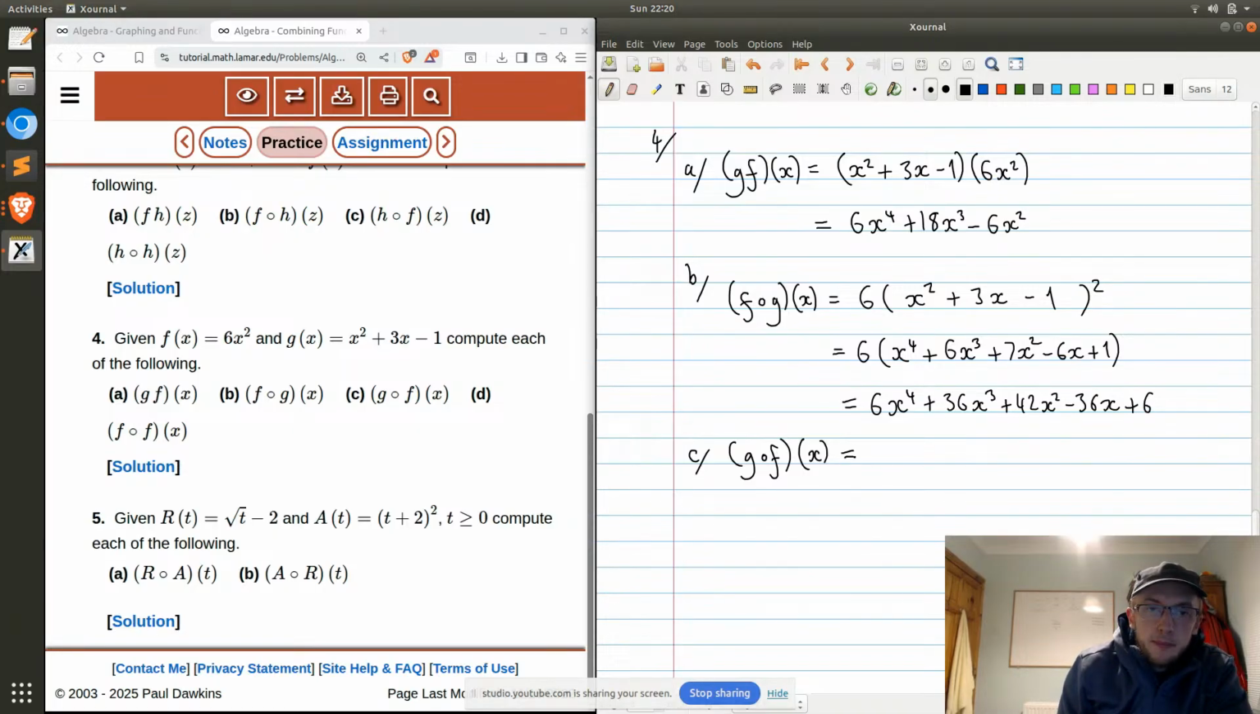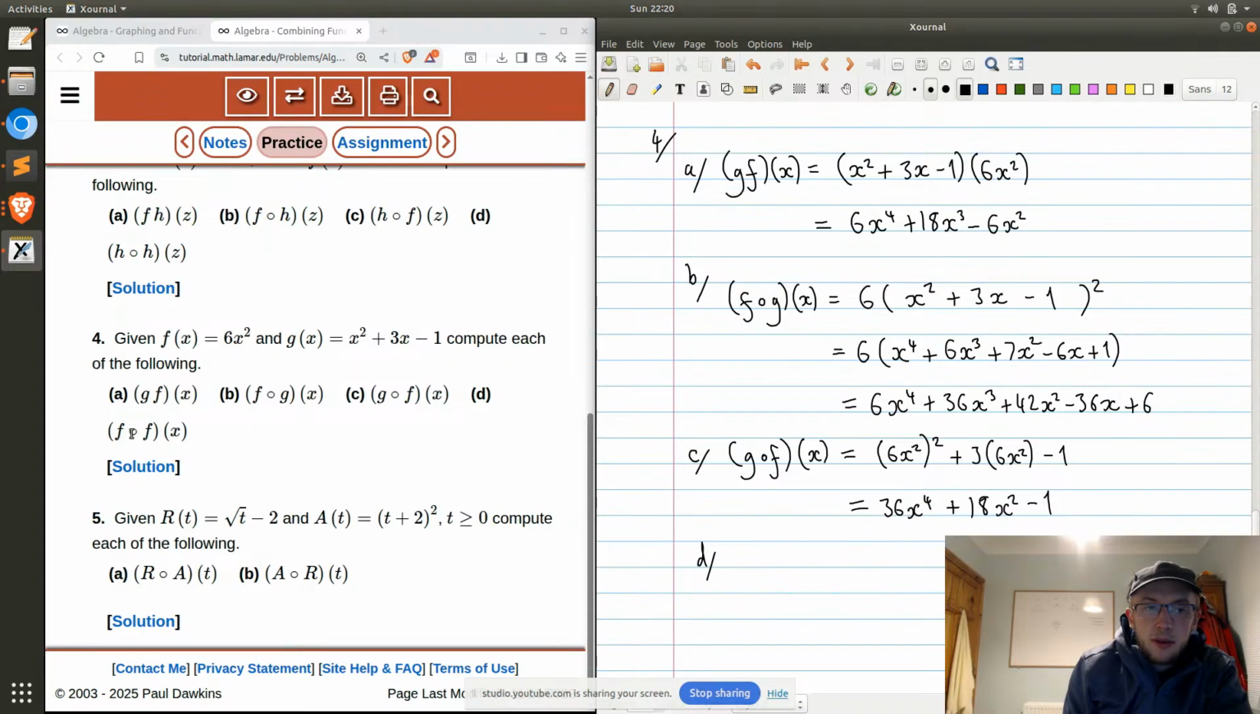Okay, here we go. Pick up the definition of f and put it into g. So 6x squared will go there, and then square, plus 3 times 6x squared, and then take 1. And then compute. You must square the 6 and the x squared. So we get 36x to the 4 plus 18x squared. Take 1.